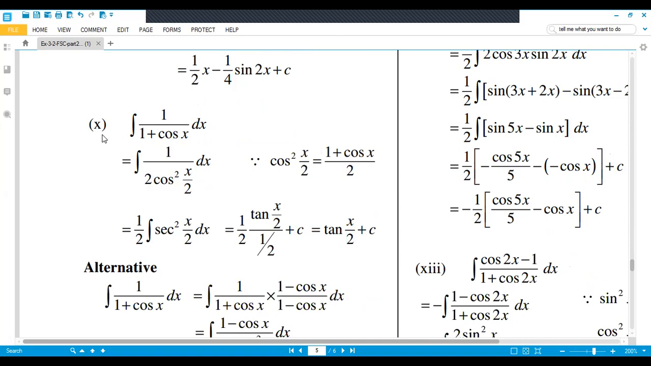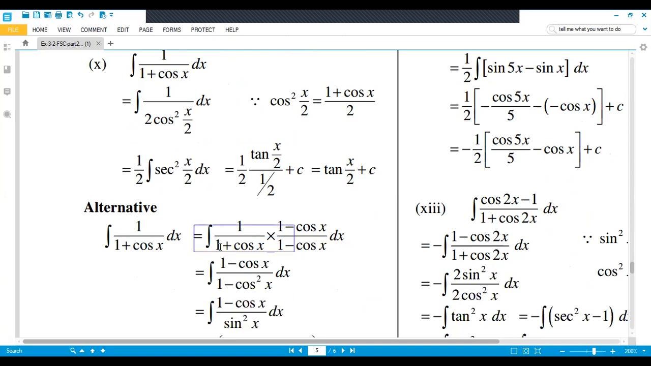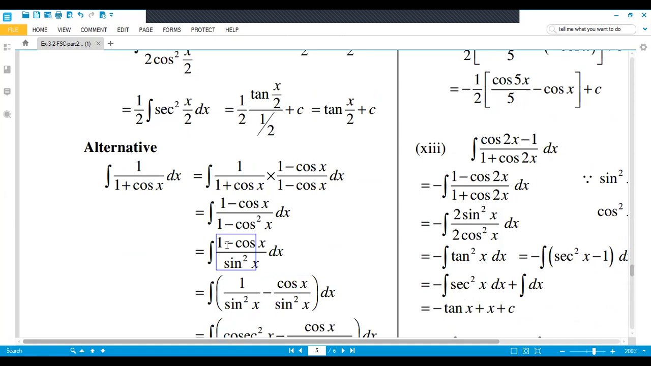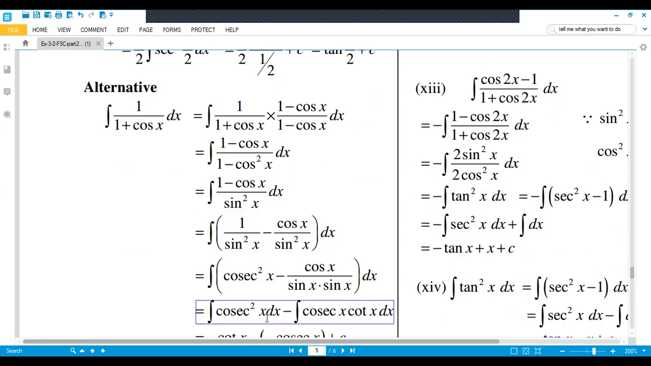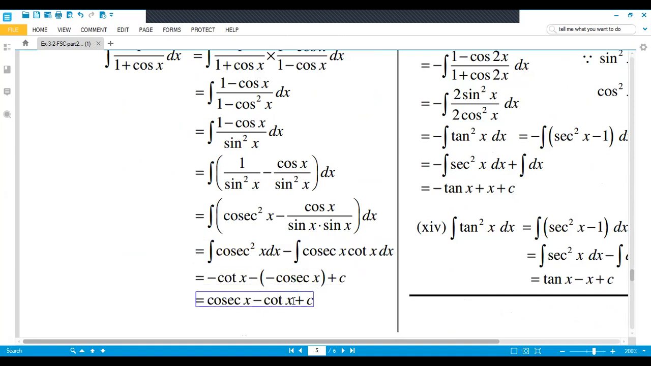Here is an alternate method for the same 10th part. If you have such a type of 1 over 1 plus cos x, first you rationalize it. You multiply and divide by its conjugate, 1 minus cos x. Which formula do we apply here? A plus b into a minus b. So 1 plus cos x times 1 minus cos x is equal to 1 square minus cos square x. By the identity, 1 minus cos square x is equal to sine square x. So we get sine square x in the denominator and 1 minus cos x in the numerator. Then you integrate, and you get the required answer.